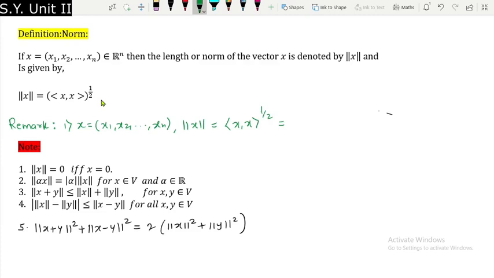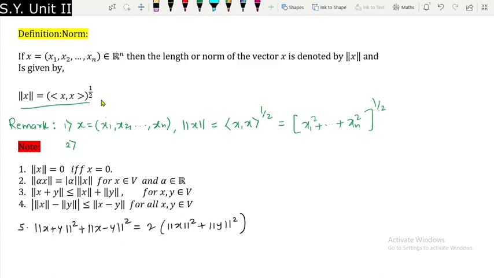Do you remember the dot product? I hope you remember. What is the dot product of (x1, x2) with (x1, x2)? It is simply the multiplication of x1 with x1 and x2 with x2, so it will be x1 square plus x2 square. That is how the dot product goes, right? So over here this will be x1 square plus x2 square, and so on up to xn square, raised to half. This is the case if you are having the dot product.